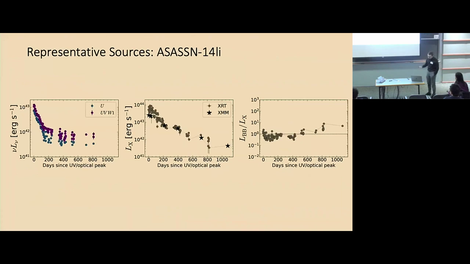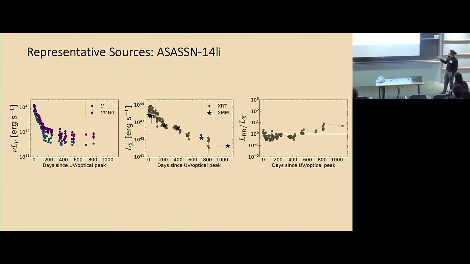So here are some examples of the sources, with different evolutions. ASASSN-14li is a great example, one of the best studied sources. We have this power law decay and then a plateau in the UV, and this kind of predicted power law decay in the X-ray emission. And then we can investigate the SED shape by this ratio between L_BB, the integrated UV optical luminosity, over the X-ray luminosity.